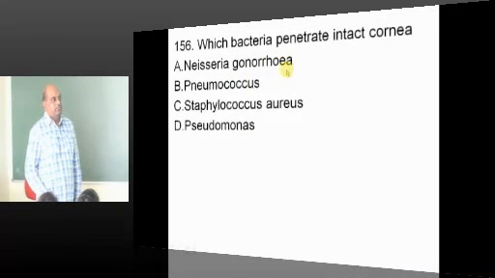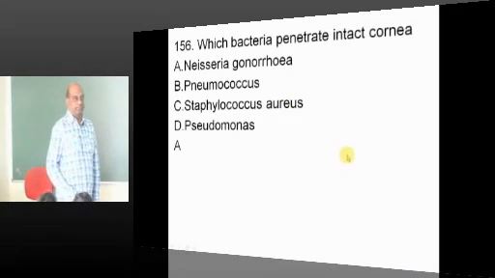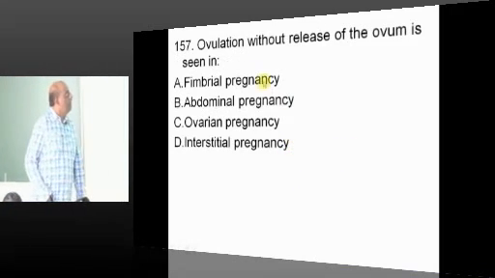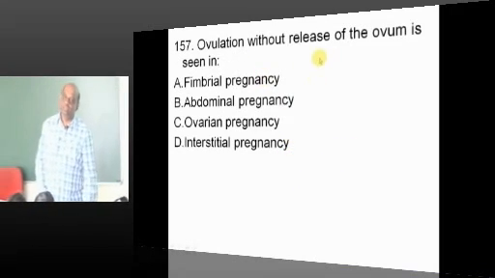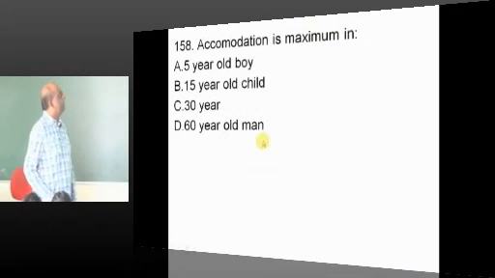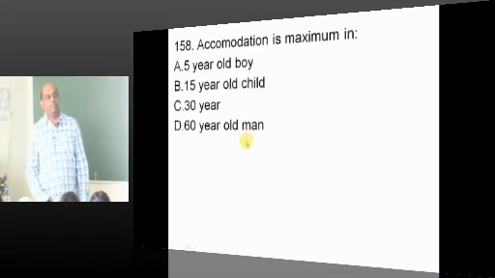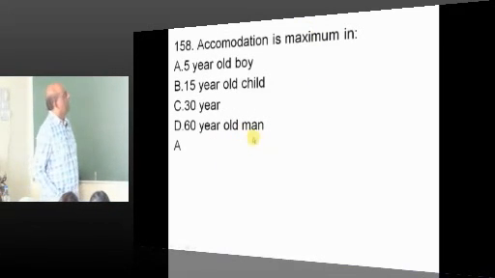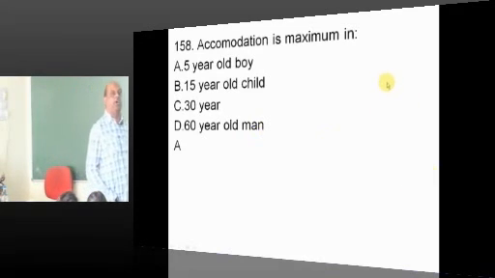Intact cornea, Neisseria gonorrhoeae. Ovulation without release of ovum? Ovarian pregnancy. Accommodation is maximum in young children, hence you need to use atropine ointment for 5 years.